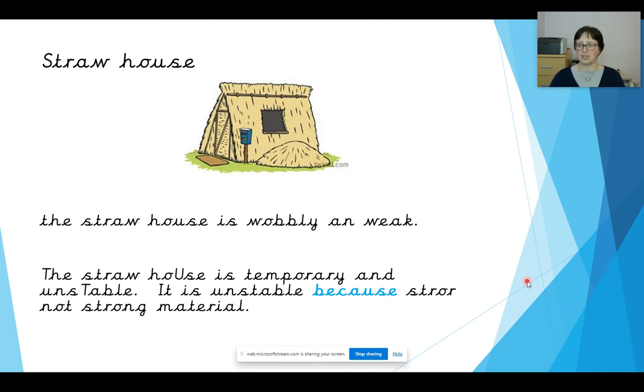You might want to do this as we're going along on a piece of paper. Straw, not strong material. That doesn't make sense because straw is not a strong material. You might want to pause the video and just make sure you've got the correct sentences here because that will help for the next part.